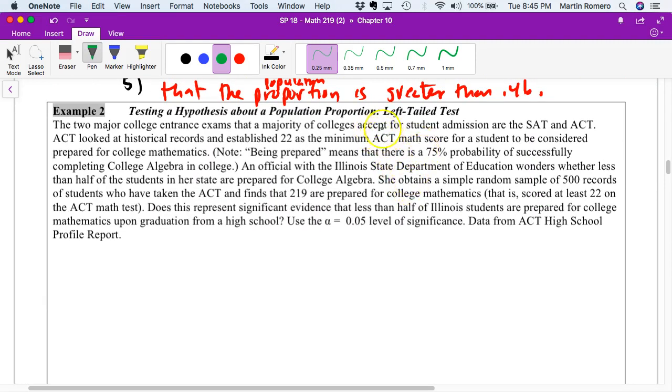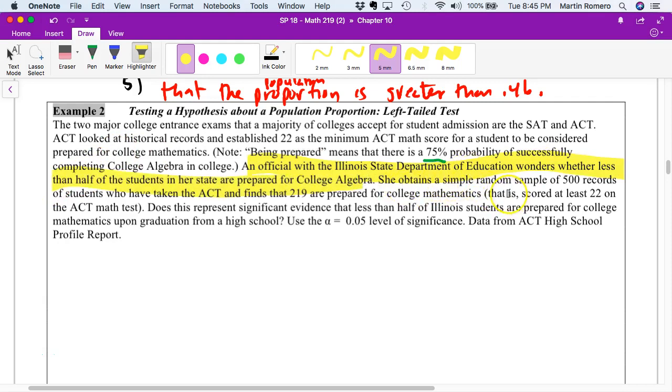Two major college entrance exams that a majority of colleges accept for student admissions are SAT and ACT. ACT looked at historical records and established 22 as the minimum ACT score for a student to be considered prepared for college math. Being prepared means that there is a 75% probability of successfully computing college algebra in college. An official at the Illinois State Department of Education wonders whether less than half the students in her state are prepared. There is that right there.